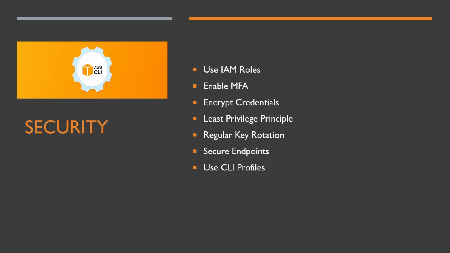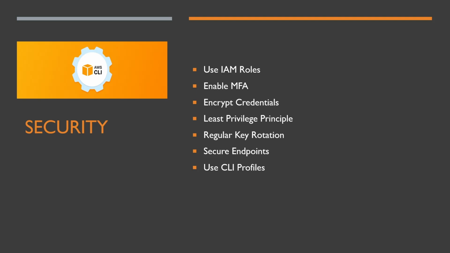Now, monitoring is very important here. You want to use tools like CloudTrail, allowing you to log all of the API calls made through the AWS command line and helping you to monitor and audit activities for security and compliance. AWS Config will also allow you to track changes to all of your resources and to ensure that they comply with your security policies.